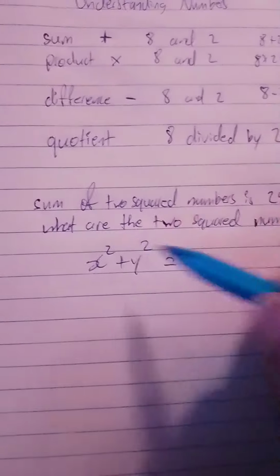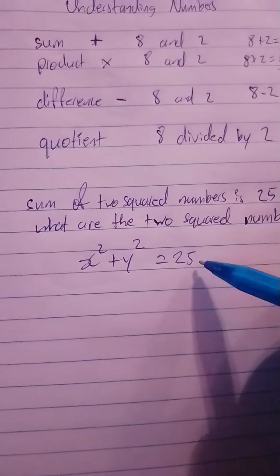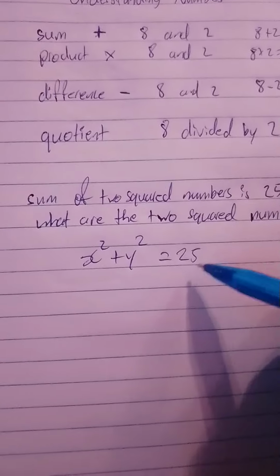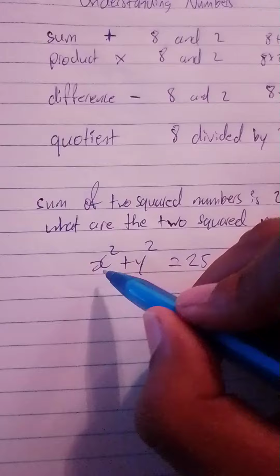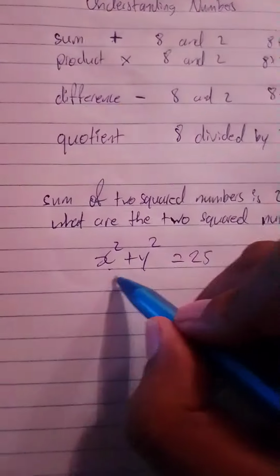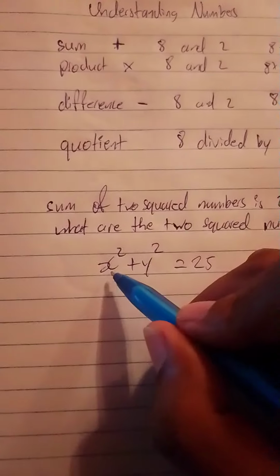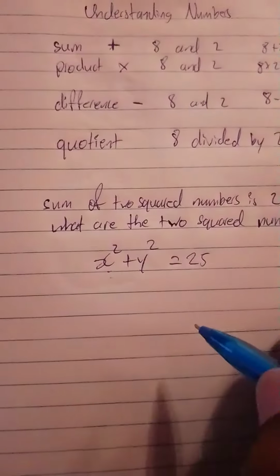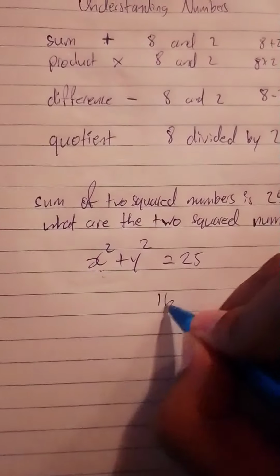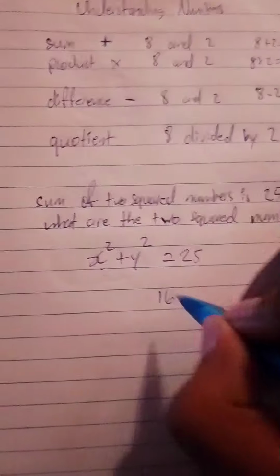Alright, I don't have many squared numbers that go up to 25 like that. Right, 6 squared is already 36, so I know it can't be 6. None of these can be 6. 5 squared is 25, but it says two squared numbers. 4 squared is 16, so it could be 4, right? So one of these could be 4.